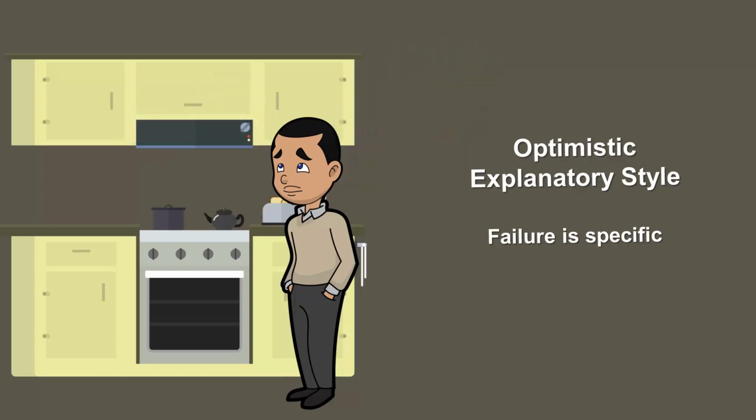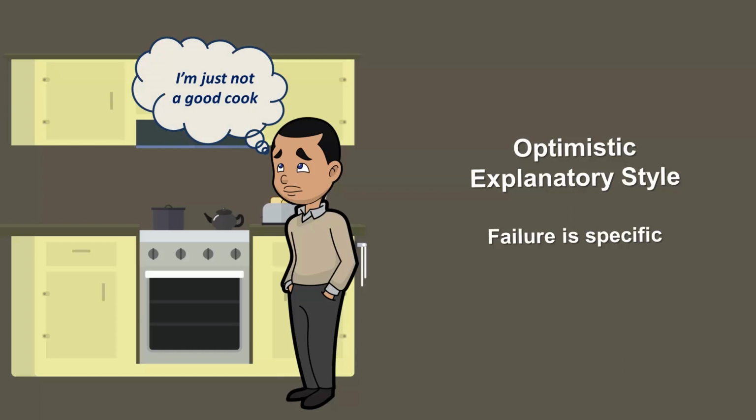Or maybe we even think, I'm just not a good cook. So we're acknowledging that we're not that good in this one specific area of our lives, but we haven't generalized it as a global trait that applies to all areas of our lives. So we don't regard this failure as pervasive.